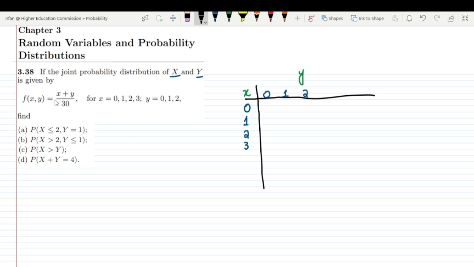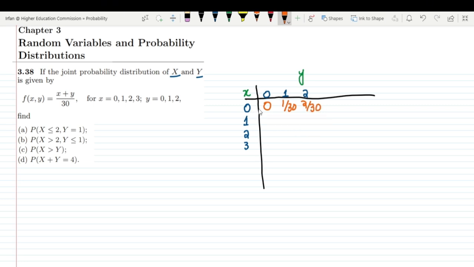Now on the basis of the formula, which is x plus y divided by 30, we can write these values of x and y in this, and we can find their values. Okay, so here the value of f(0,0) will be what, writing the value of x 0, y 0, I will get 0 plus 0 divided by 30, so this will be 0. Okay, similarly 0 plus 1 divided by 30, this will be 1 by 30. Okay, and here 0 plus 2 divided by 30, this would be 2 divided by 30.